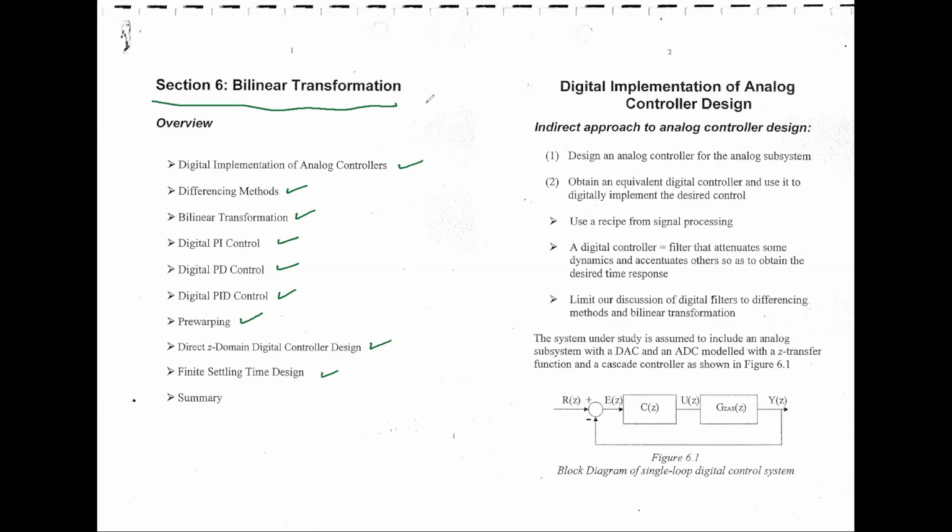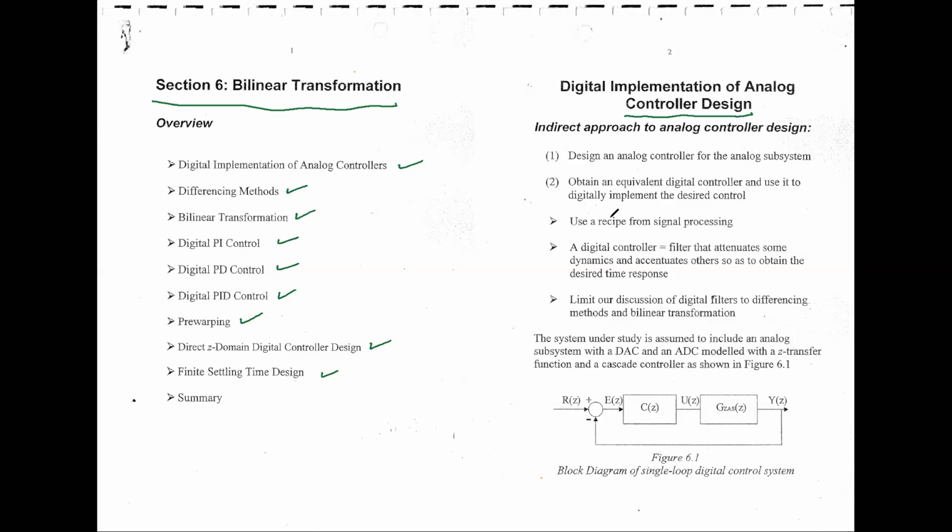We'll start with the digital implementation of analog controller design. This is an indirect approach to controller design. The first thing is you design an analog controller for the analog subsystem. Let's say you have an analog plant. You can use techniques that you have previously learned in control systems to design an analog controller. And then number two, you can obtain an equivalent digital controller and use it to digitally implement the desired control. Let's say that instead of using analog electronic components, you want to implement that controller on a microcontroller or an Arduino, for instance. Then how can you obtain a digital equivalent of that controller and implement it to achieve the desired control?